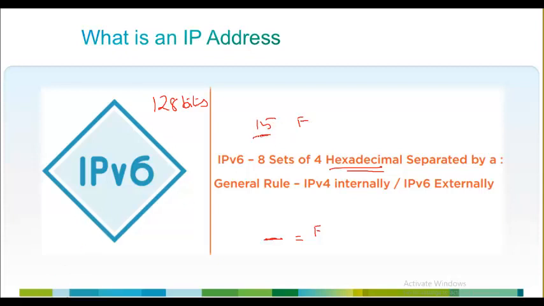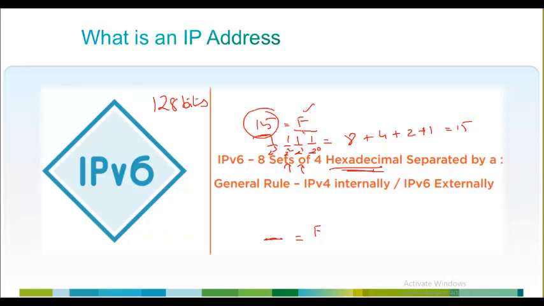To write 15, how many bits do you need in binary? 1, 2, 3, 4 bits. 2 to the power of 3 is 2 into 2 into 2, 8. Plus 2 to the power of 2, which is 4. Plus 2 to the power of 1, which means 2. Plus 2 to the power of 0, which means 1. You get 15. So you need 4 bits in binary to write 15, whereas you need only 1 digit in hexadecimal to write the same value.